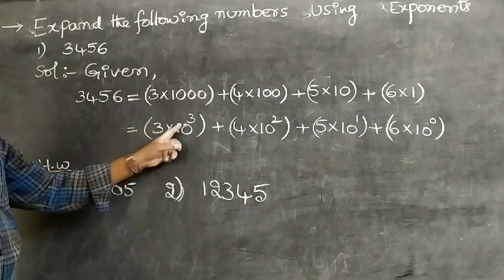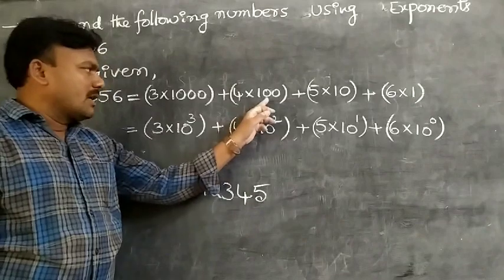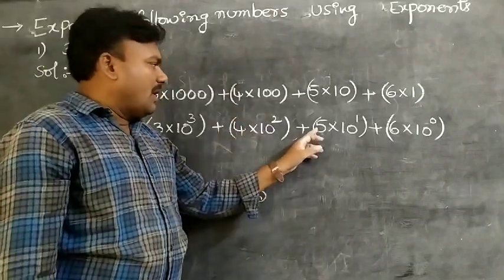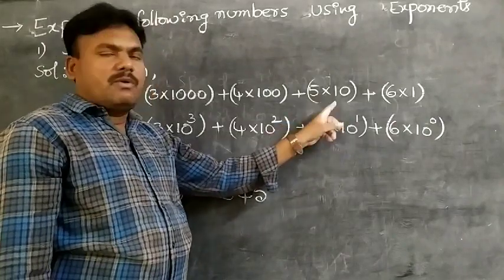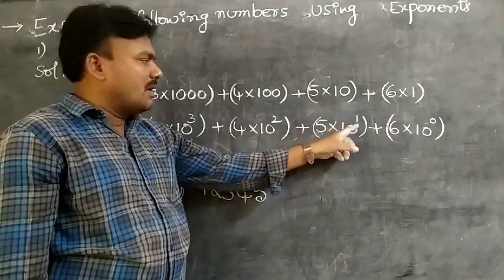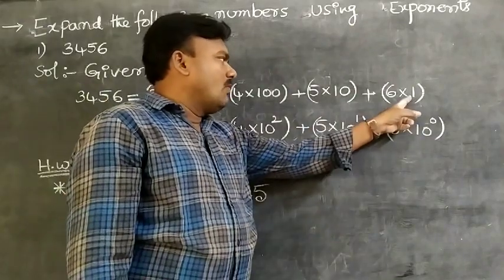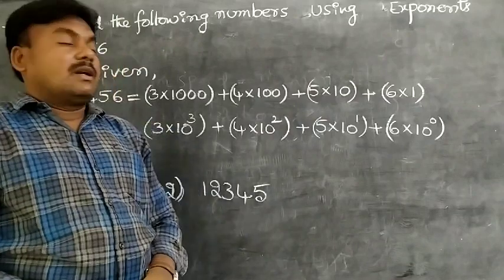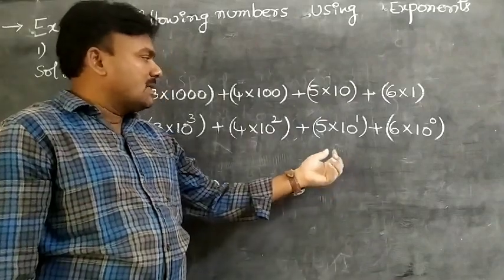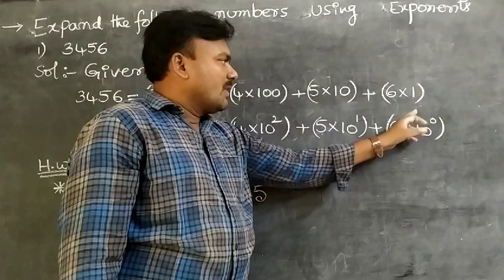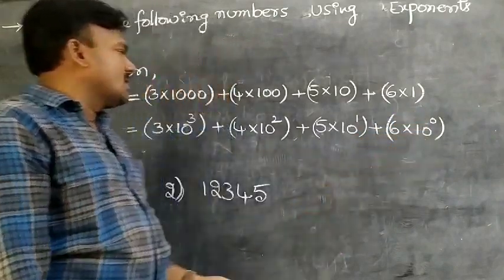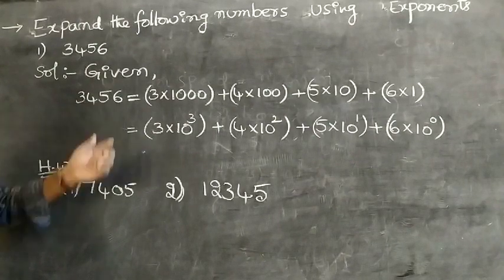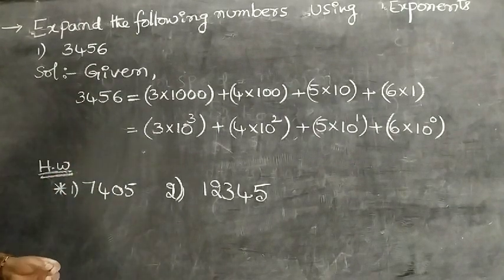So 3 into 10 cube plus 100 also can be expressed as 10 square. So 4 into 10 square plus 5 into 10, nothing but 10 power 1. So 5 into 10 power 1 plus 6 into 1 can be expressed as 10 power 0. You know that a power 0 equals 1. Like this, we can use a base of 10. So 1 also can be expressed as 10 power 0. This is the expansion of 3456.